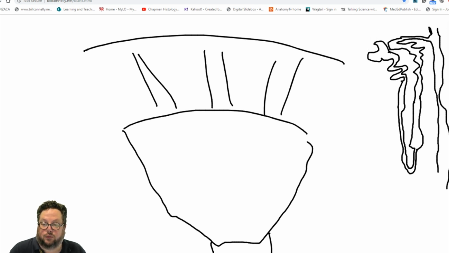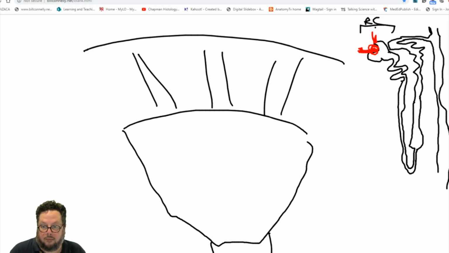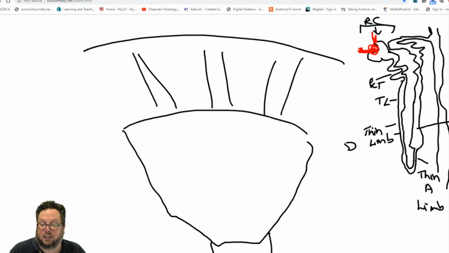Okay, so here's our renal corpuscle consisting of the Bowman's capsule and our glomerulus. Then we have our proximal convoluted tubule. We have our thick limb of the loop of Henle. We've got our thin descending limb of the loop of Henle. We've got our thin ascending limb of the loop of Henle. We've got our thick ascending limb. So this is the thick descending limb. And then we've got our distal convoluted tubule. We've got our collecting tubule, and then we've got our collecting duct. If I can move that around, apparently I can't.